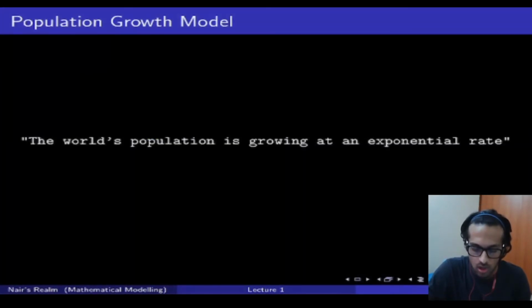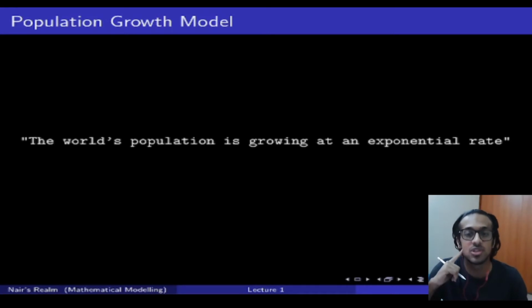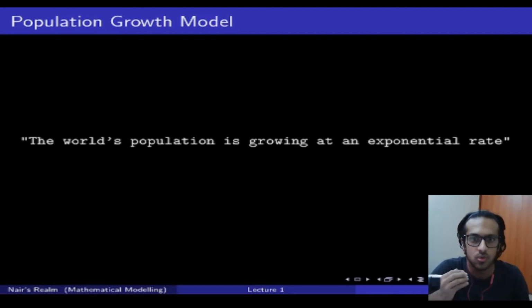Cool. So now we're going to deal with the population growth model. I'm sure each and every one of us has read somewhere that the world's population is growing at an exponential rate. Now, have you ever thought about why that's true, and if it's actually true? The reason why this is such a popular statement is what we'll be discussing today through a mathematical model. So how are we going to do that?